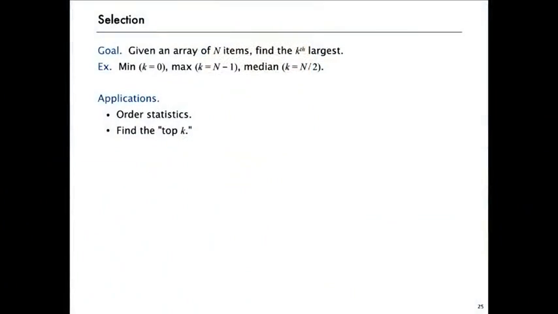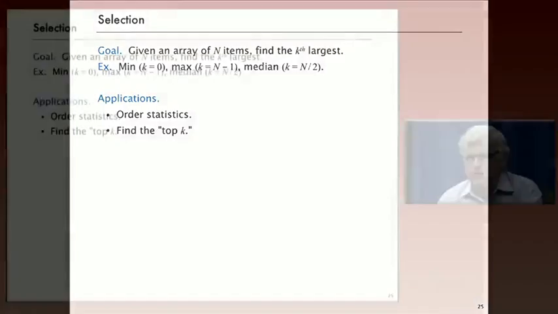Now we'll look at a problem that's related to sorting called selection that's also well solved by quicksort partitioning. This is a simpler problem. We're given an array of n items that are ordered, and our task is to find the kth largest. There's lots of important applications for this.